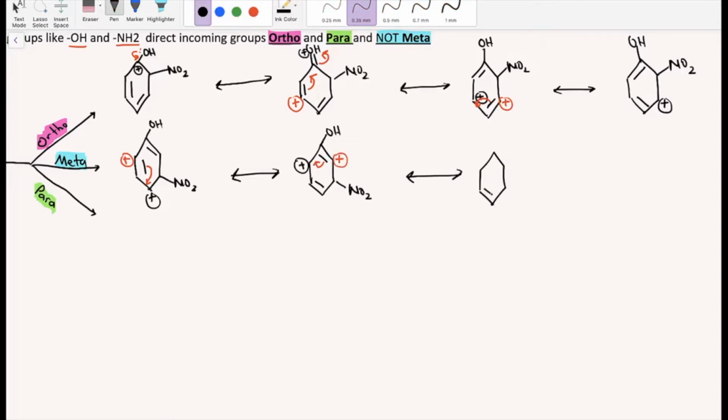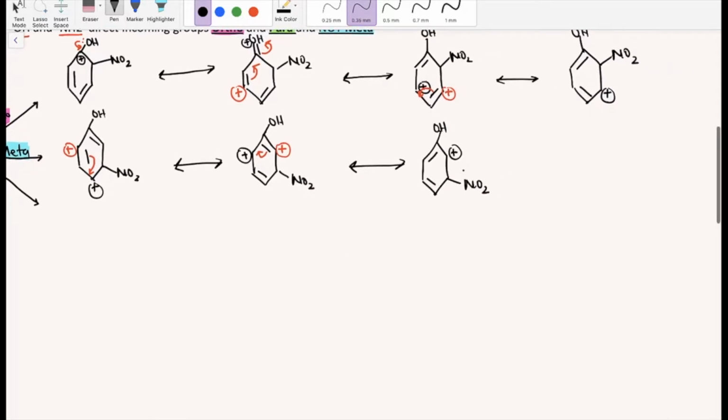So I have my double bond here, I have my NO2 group right here, and then I have this double bond, I still have my OH, and I have a plus charge right here, okay? And there's actually no other possible way to put a resonance structure here, okay? There's only 3 potential resonance structures.